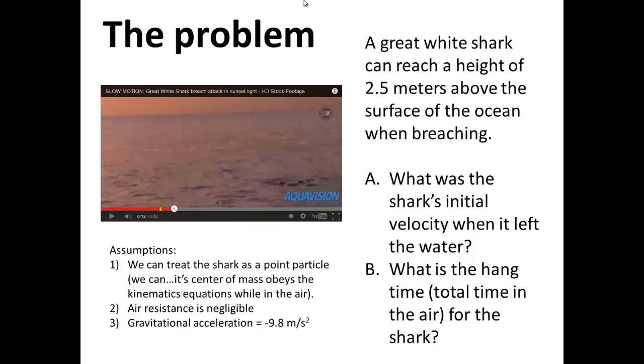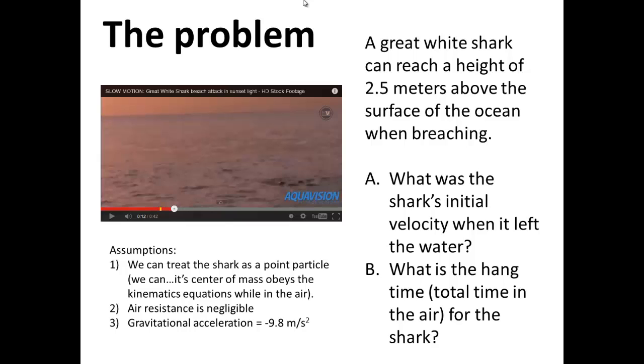Let's read the question. A great white shark can reach a height of 2.5 meters above the surface of the ocean when breaching. A. What was the shark's initial velocity when it left the water? And B. What was the shark's hang time?